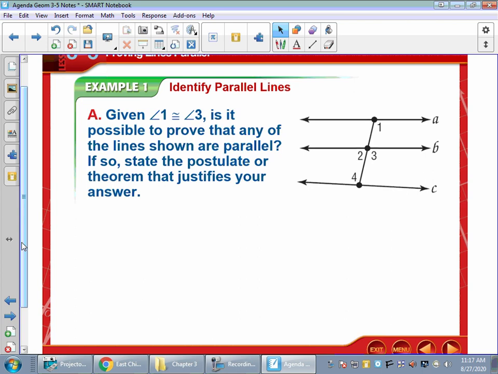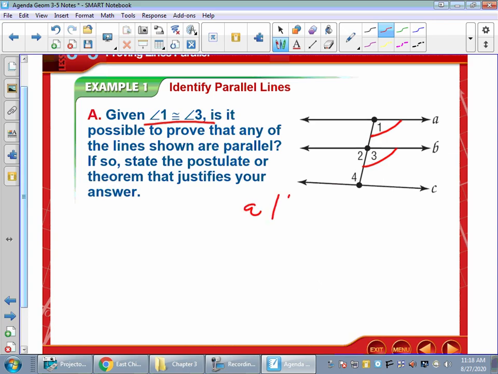So what we're given is that angle 1 is congruent to angle 3. So I'll just draw that on my diagram. These two are congruent. So do those angles have a relationship? Well, they do. They're corresponding angles. So I could say that A and B would be parallel.